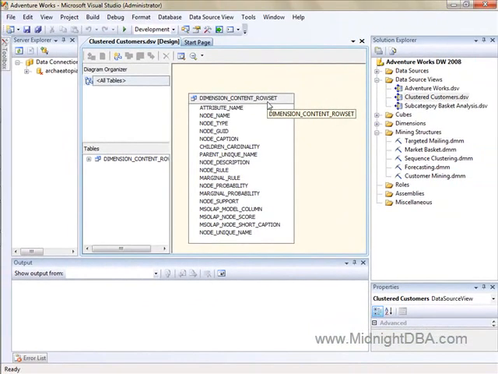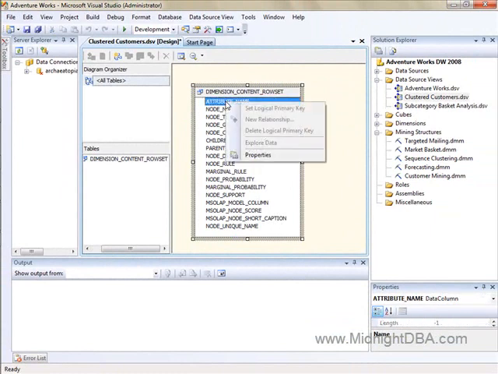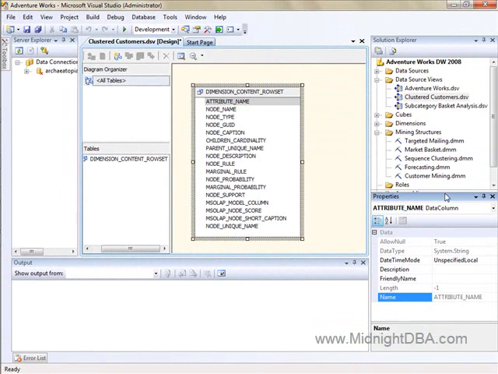All right, so here's just a sample. You can see that this is basically just a DSV that you would see in any type of the Reporting Services projects, Analysis Services, what have you.